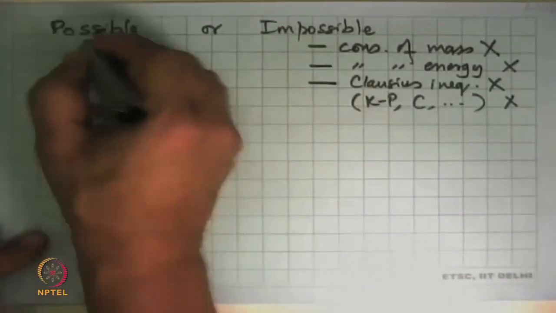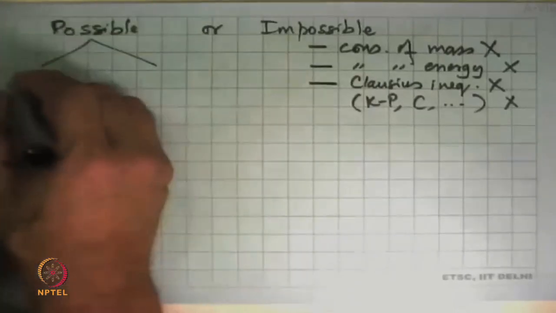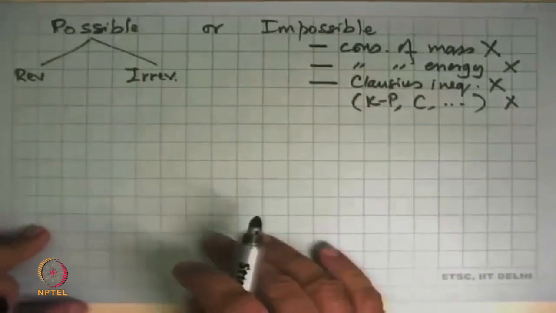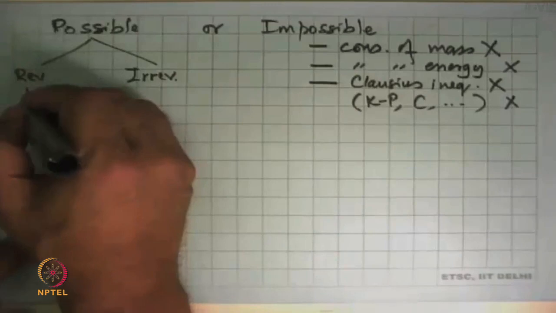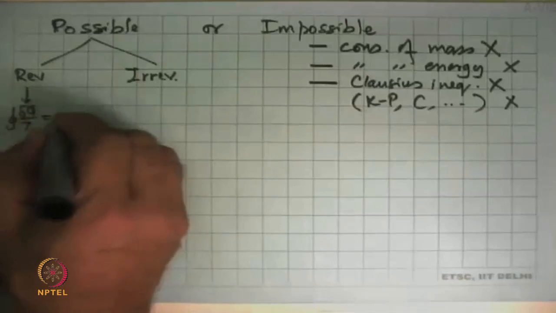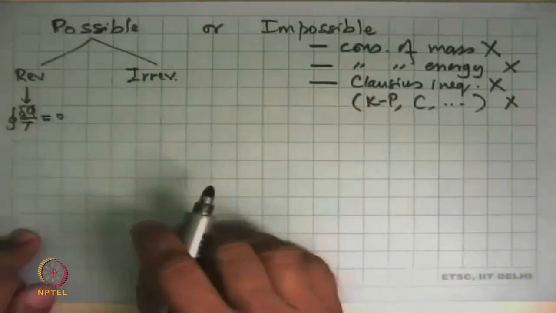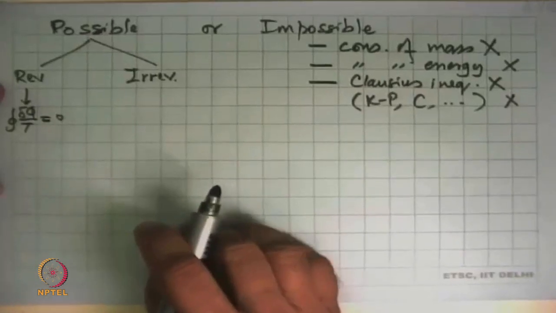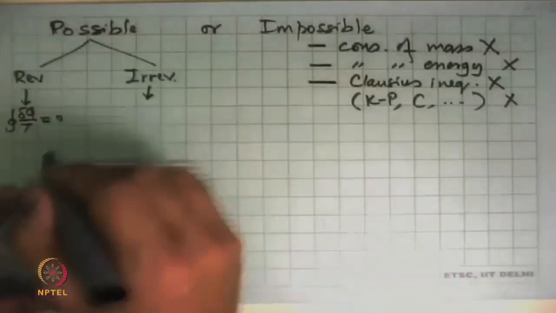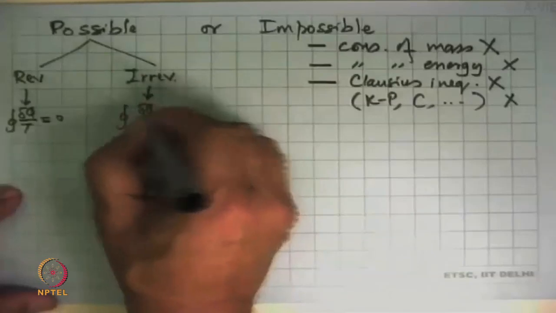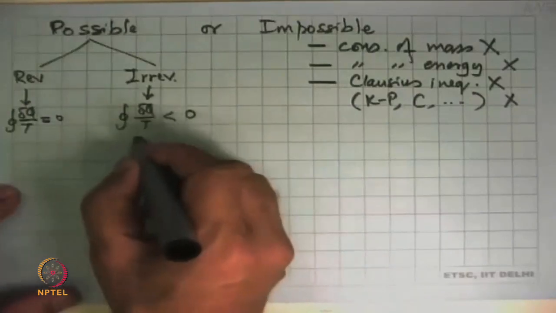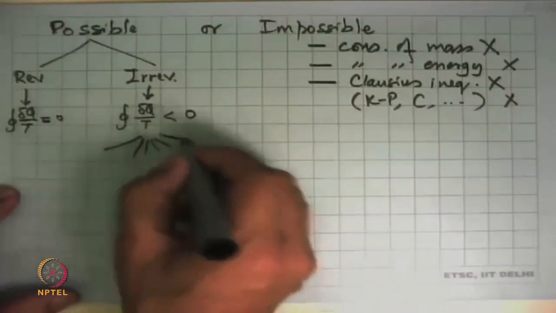Okay, possible, there are two things. It could be either reversible or irreversible. So if it satisfies the first two and cyclic integral of delta Q by T equal to 0, then the system is possible, although we know that practically it is not realizable. And what is practically realizable is cyclic integral of delta Q by T less than 0. Once we do that, we see that there are many, many possibilities of systems that can be made.